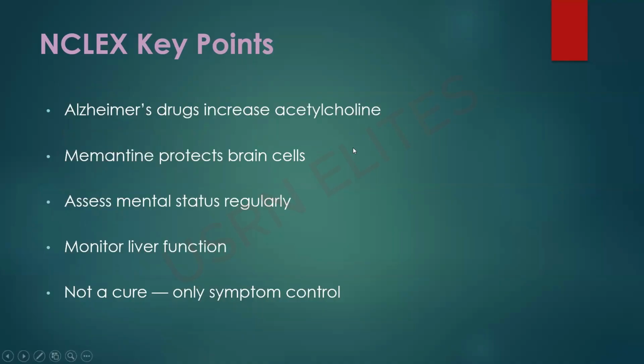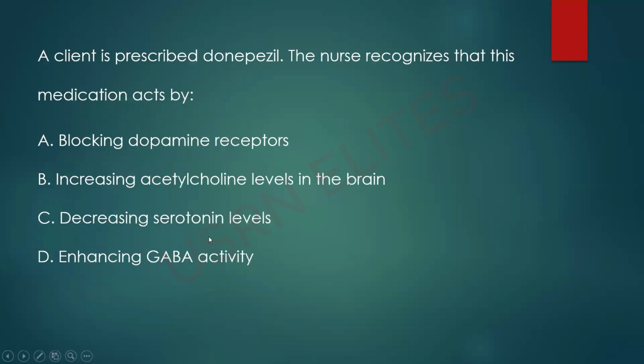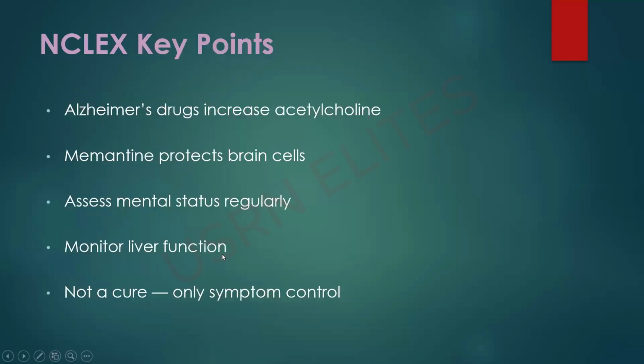Memantine protects brain cells from being destroyed, and you have to continually perform mental status exams so that you know whether there's improvement or not. You have to monitor for liver function. Then also have the idea that it's not a cure, but only for symptom control. Okay. So I think that ends Alzheimer's disease, drugs, and everything.